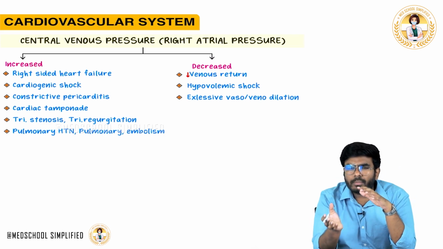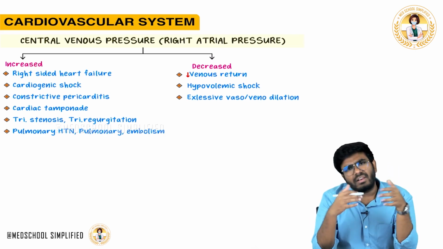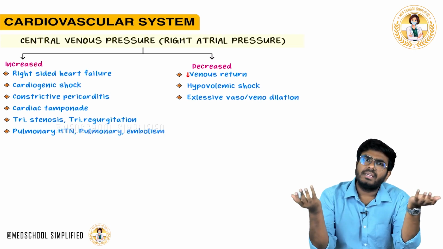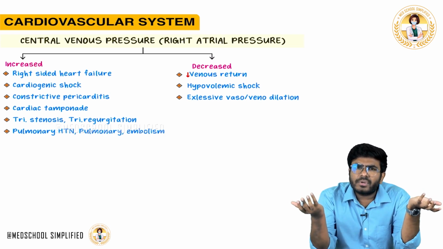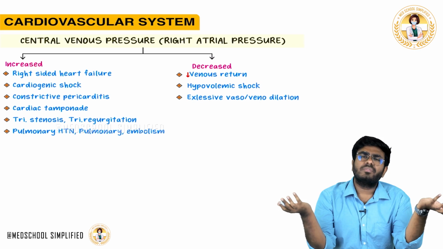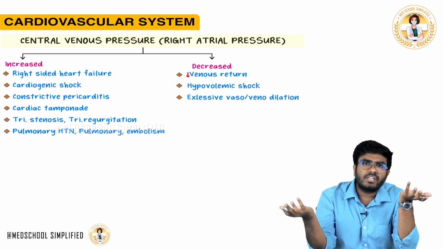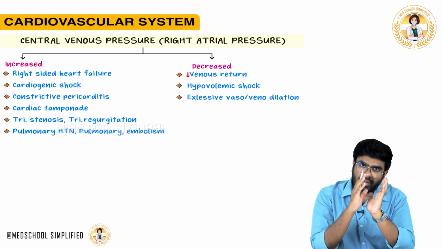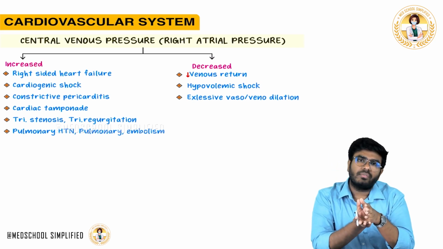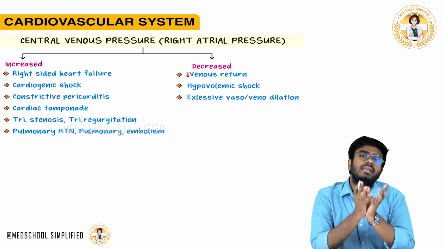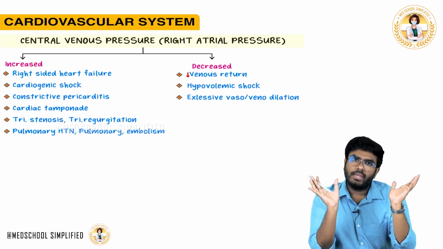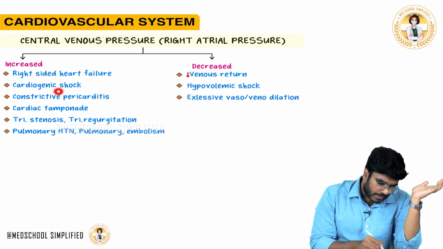What I am trying to put into your mind is, whenever there is right ventricular failure or even left ventricular failure, in both conditions right atrial pressure increases. If right atrial pressure increases, automatically central venous pressure is going to be more. So in both right ventricular failure as well as left ventricular failure, you can have an increase in the central venous pressure. No doubt.